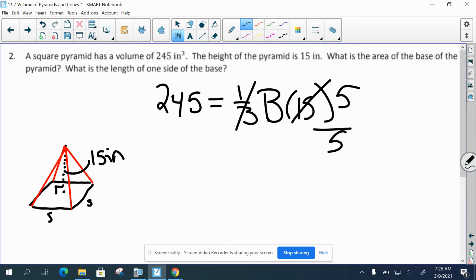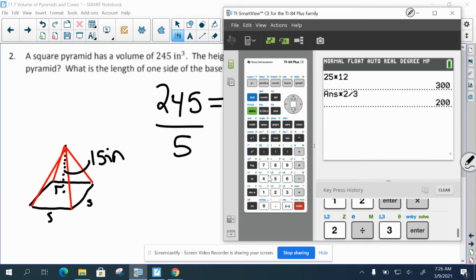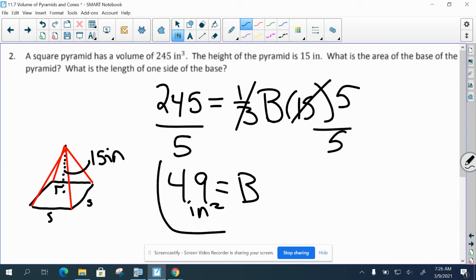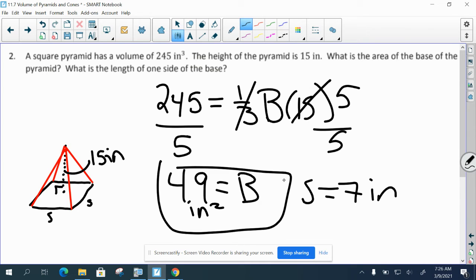If you divide by 5 on both sides, 245 divided by 5 gives you 49, I think. Let me double check. Yeah, that sounds right, because 250 divided by 5 is 50. Okay, it's 49. So 49 is the area of the base, and that would be inches squared. That makes our life easier now, because the side length would just be 7. So that's the square root.